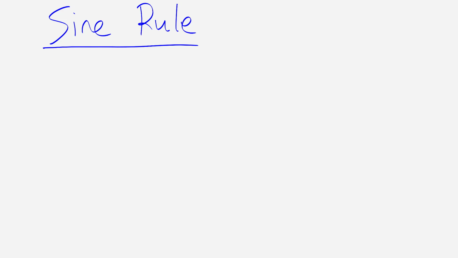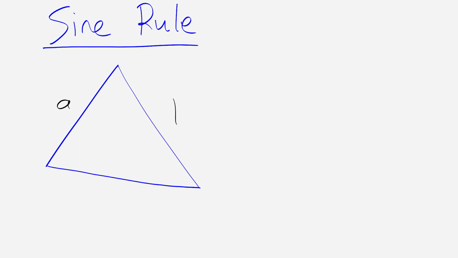Let's have a look at the sine rule. The sine rule is typically the first rule you learn in terms of solving for sides and angles in non-right angle triangles. In terms of labeling, we always label sides with small letters and angles with capital letters. As you can see here, the side A is across from the angle A and the side B is across from the angle B.